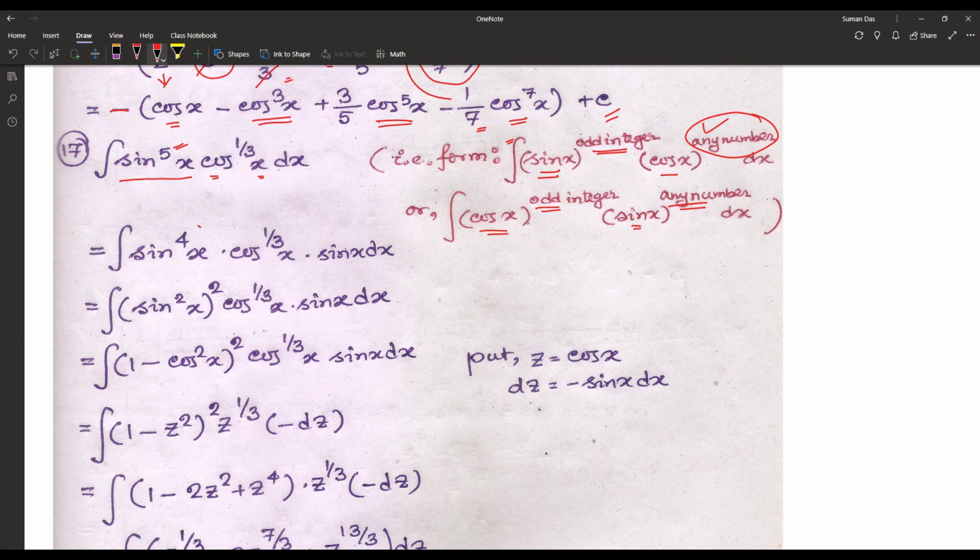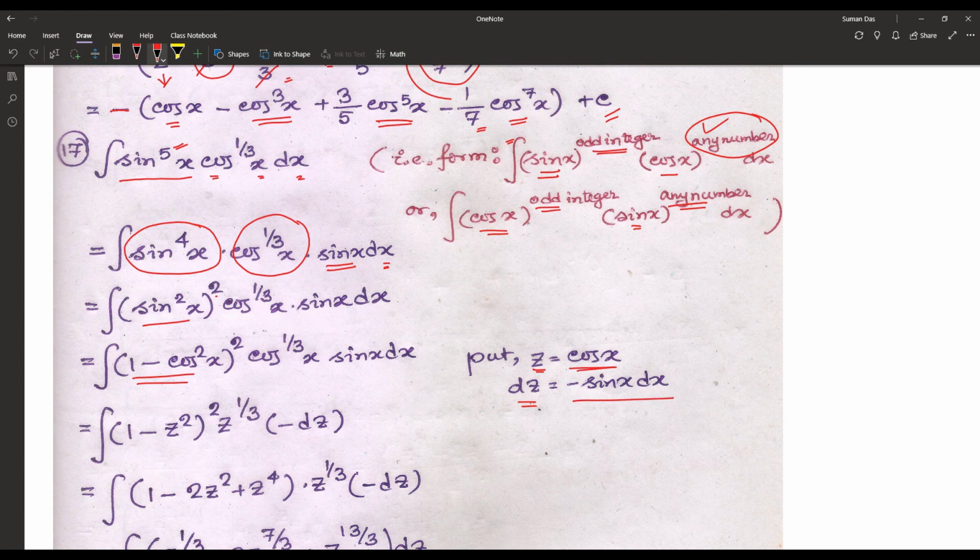We can write it as sin to the power 4x into sin x, written along with the dx part. And another one is cos to the power 1 by 3x. So we can write sin to the power 4x, that means the even part, as sin square x whole to the power 2, and we can write it as 1 minus cos square x whole to the power 2. Now just put the variable z as cos x. So dz is equal to minus sin x dx.